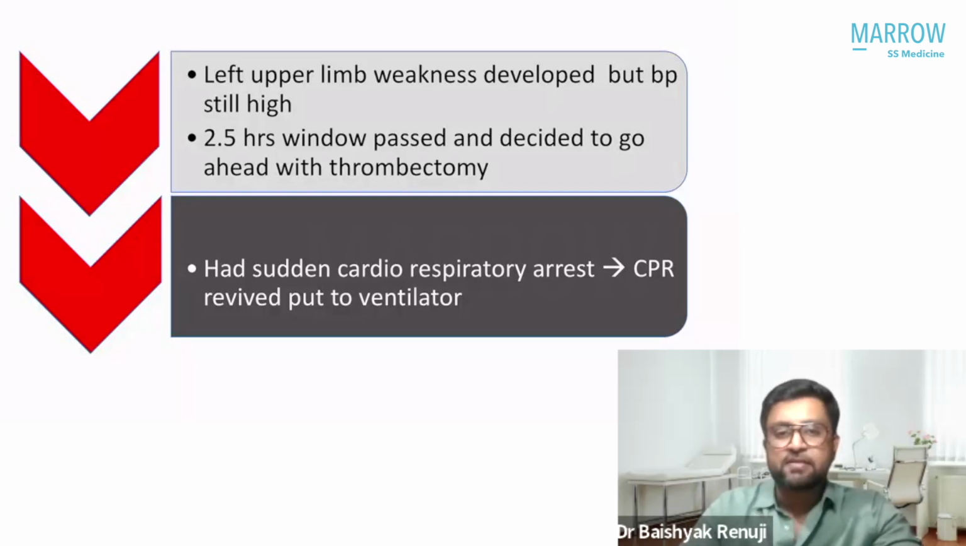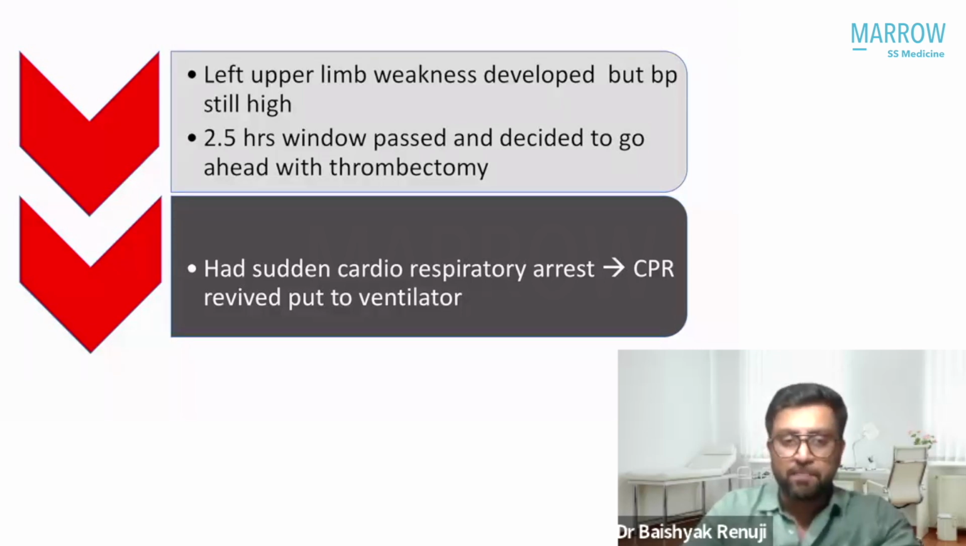We cannot proceed with lysis. We don't want to waste time. So we decided to go ahead directly with thrombectomy. We decided to stop the infusion, do BP control and everything, and shift the patient for thrombectomy to the cath lab. Suddenly, the patient went into cardiovascular arrest.